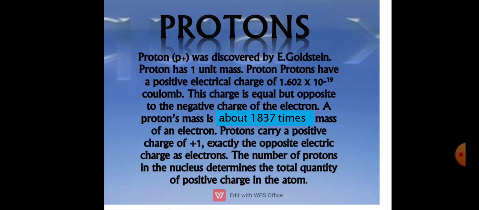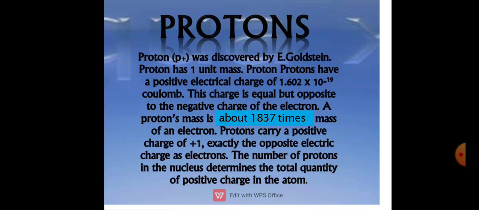Protons have a positive electrical charge of plus 1.602 multiplied by 10 raised to power minus 19 coulomb. This charge is equal but opposite to the negative charge of the electron. We discussed previously that the electron has an electrical charge of 1.602 multiplied by 10 raised to power minus 19 coulomb, which is negative, and the proton has the same charge but positive.